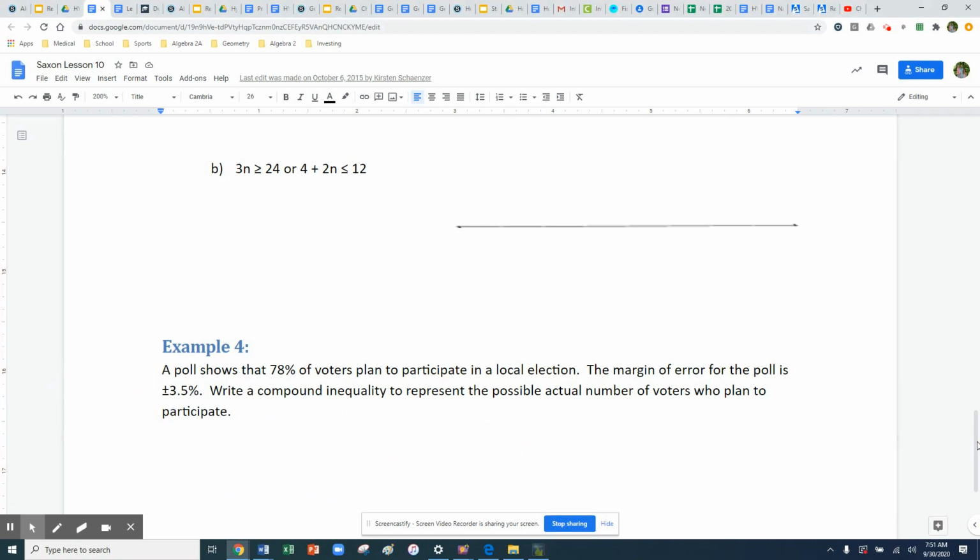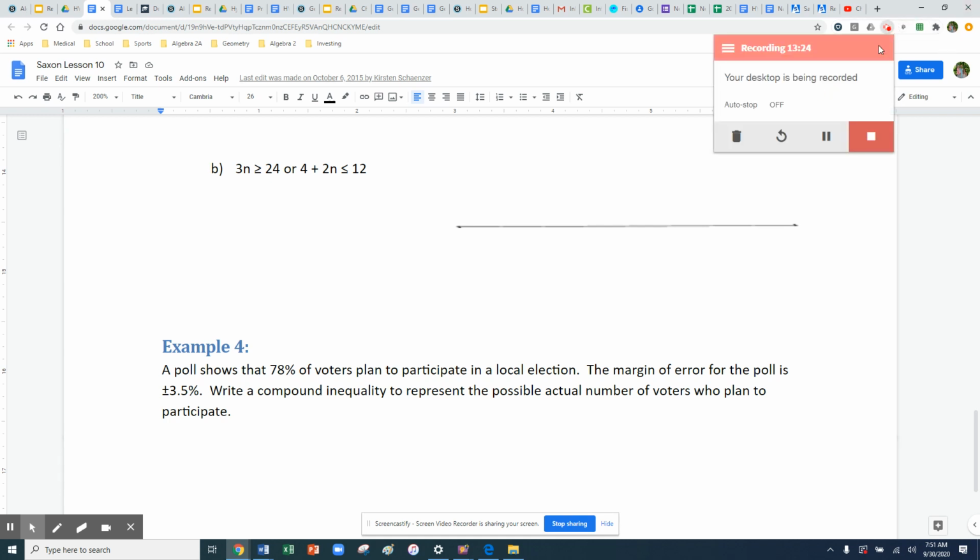Now, we will look at the worksheet for lesson 10. Similar to Monday, if you want to, you can use that drawing tool to do your assignment digitally, and then you can send that back to me.